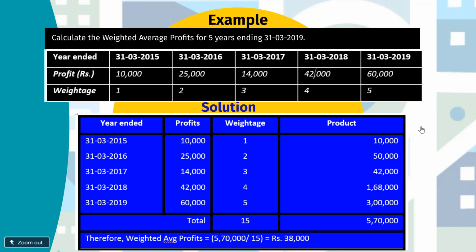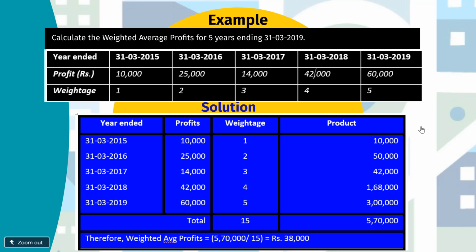Now, there is a concept why assigning these weights. If you see here, you will notice a relatively low weightage has been given to 31/3/2015 compared to 31/3/2019. The reason is because the profits of 31/3/2020 will be more in tune with the profits of 31/3/2019 rather than 31/3/2015. This is why when weightage is given, more weightage will be given to the latter years.